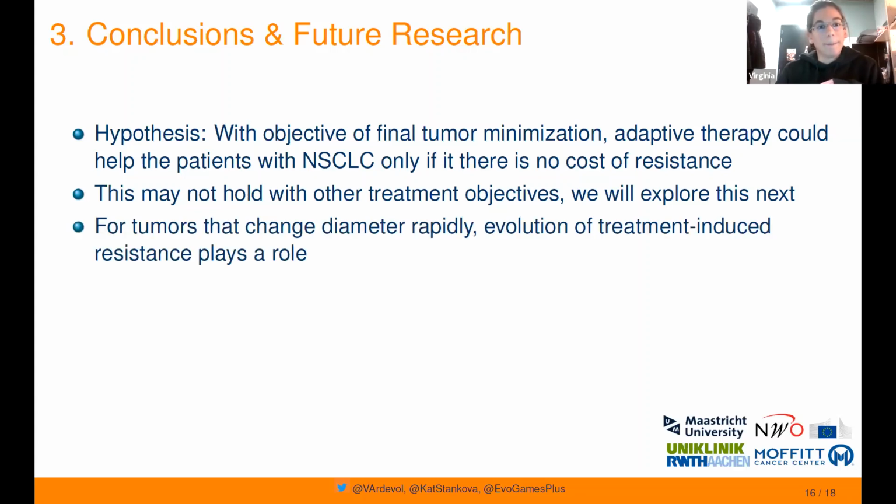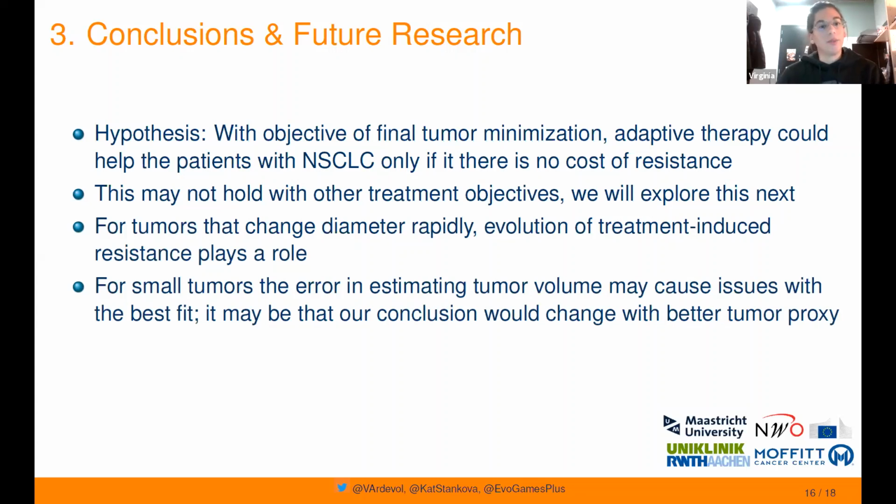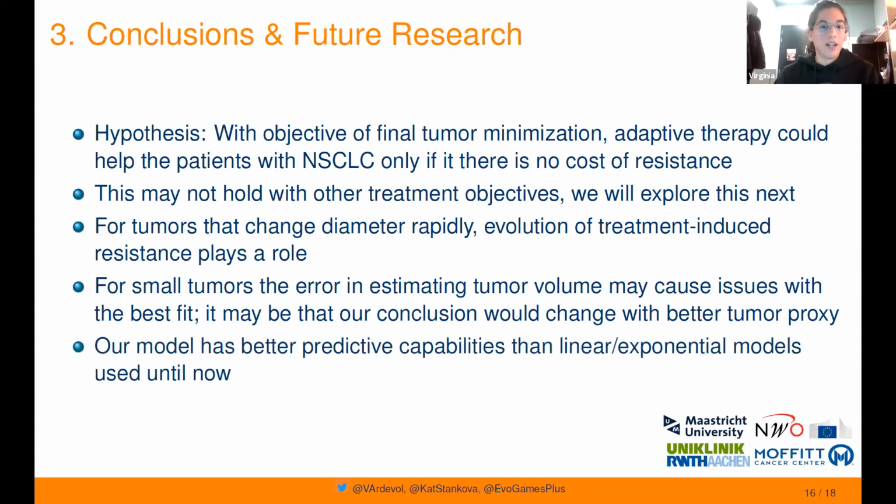And also a main result is that with tumors that change diameter rapidly, evolution of treatment-induced resistance plays a role. And as a remark also, the error in estimating tumor volume for small tumors can cause issues with the best fit. So our results could be biased in this case. And finally, although this was not really part of the talk, the model has better predictive capabilities than linear and exponential models used before.